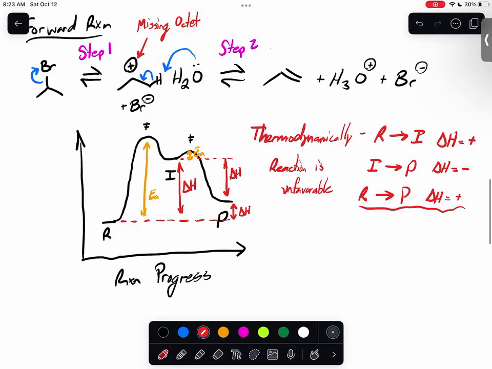Kinetically, when we're looking at those activation energies, we see that activation energy 1, sorry, we should probably label these, for the first step is much greater than the activation energy of 2. And more importantly, when we're looking at things that have multiple peaks, the highest peak, if we take a look at both of them, EA1's peak, that transition state, is higher than EA2. That highest peak is what we call the rate determining step.